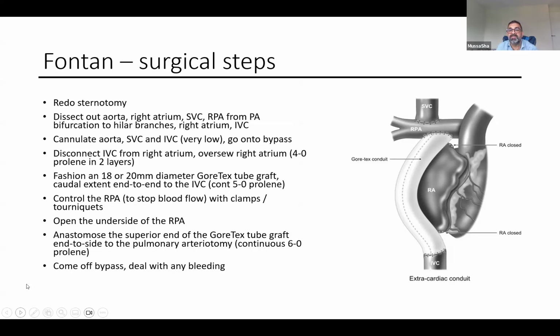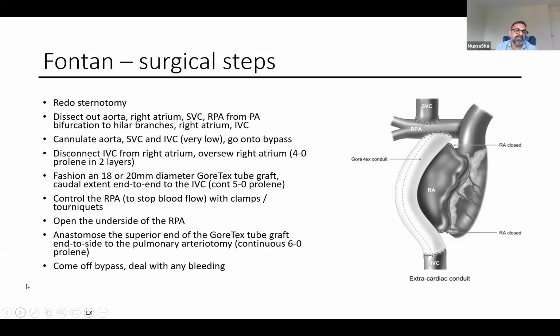You need to cannulate the inferior vena cava very low before going on to bypass. And the reason that you need to cannulate the inferior vena cava low is that you're going to be disconnecting it from the right atrium. So you need to place a clamp across the inferior vena cava atrial junction, and then actually disconnect the IVC completely from the right atrium. You oversew the opening in the right atrium usually with a 4-row Prolene in a couple of layers. And then you take your Gore-Tex tube, which is either 18 or 20 millimeters, and you take the caudal end of that tube and you anastomose it end to end with the inferior vena cava, typically using a 5-0 Prolene.